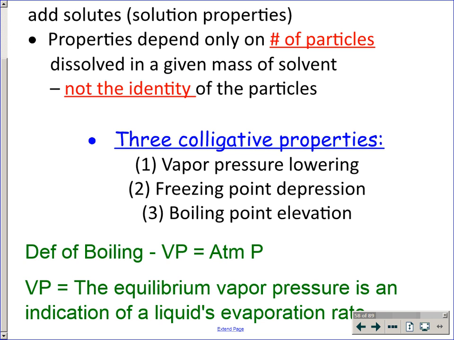Bottom with the vapor pressure is a reminder. You may not remember the definition of vapor pressure, so I want to provide it.